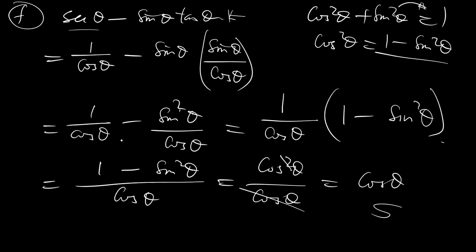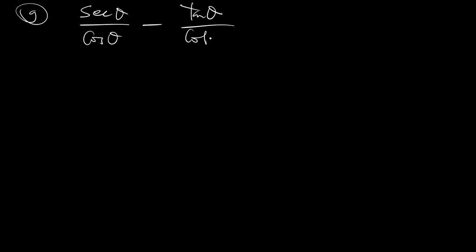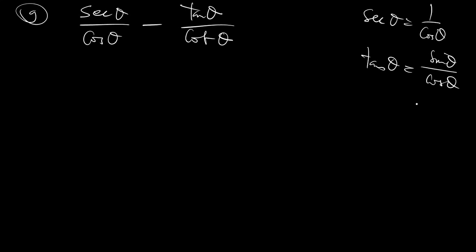Now, the last one, but not the least, is G. The G, they say we should simplify sec theta divided by cos theta minus tan theta divided by cot theta. Now, we know that sec theta is equal to 1 all over cos theta. We also know that tan theta is equal to sine theta all over cos theta. We also know that cot theta is the inverse of this, which is cos theta divided by sine theta.